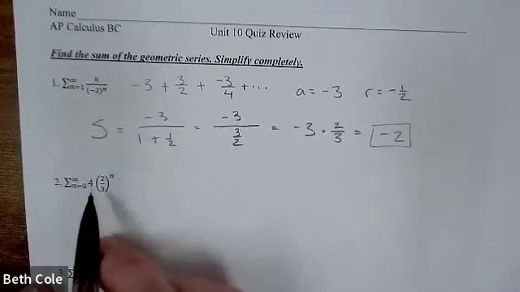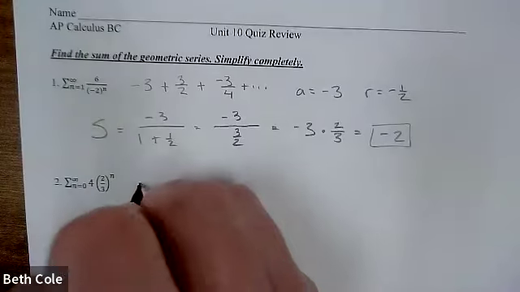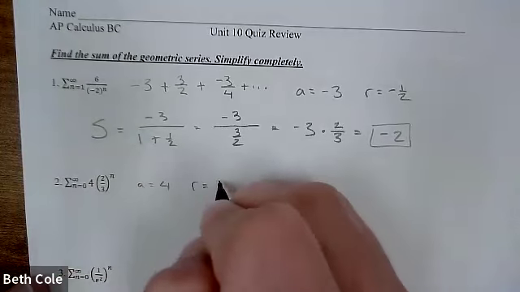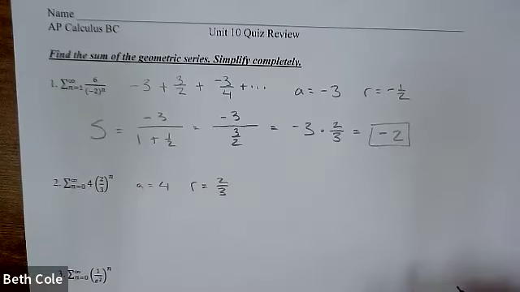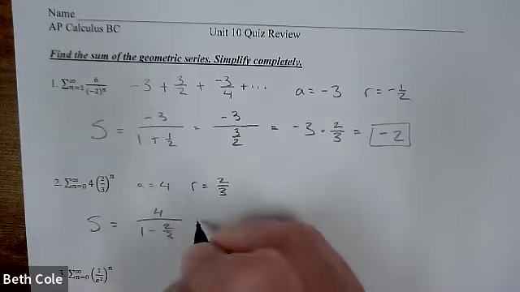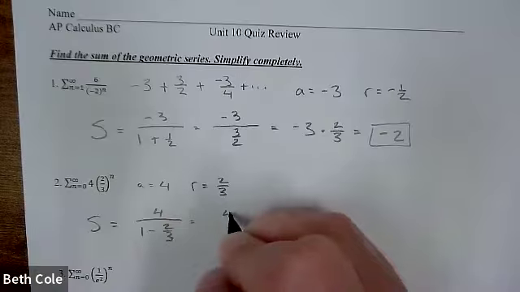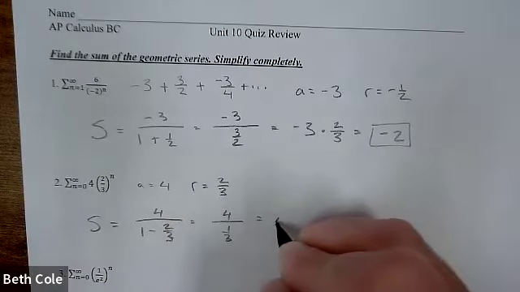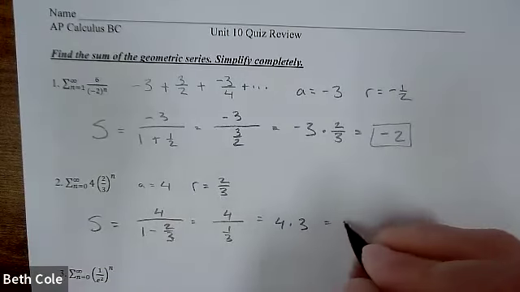All right, this one is written in this nice format. I can see that our first term is 4, and our ratio is 2/3. So 4 over 1 minus 2/3. That's going to be 4 over 1/3. 4 times 3, so 12.